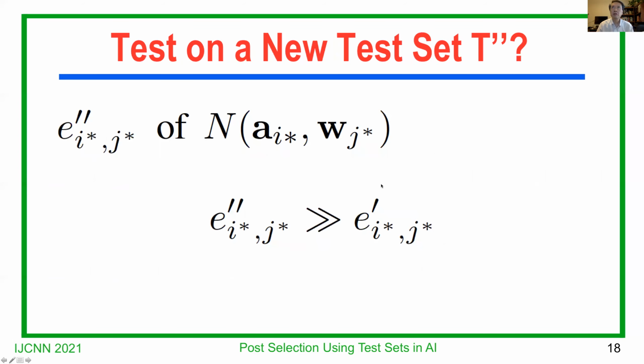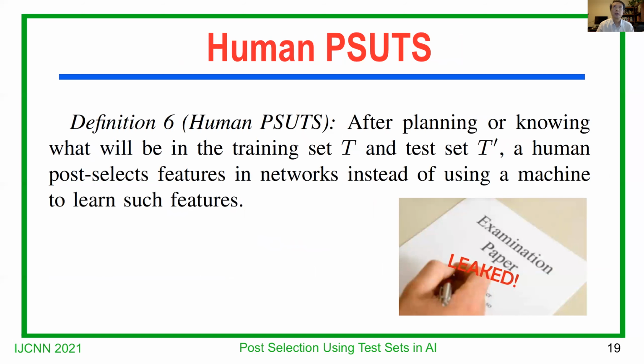Now, if we have a test on a new test set T double prime, then the error of the luckiest network from PSUTS, the corresponding error will be very big compared to the superficial luckiest error. Now define the human PSUTS. After planning or knowing what will be in the training set T and test set T prime, a human post-selects features in the networks instead of using the machine to learn such features.